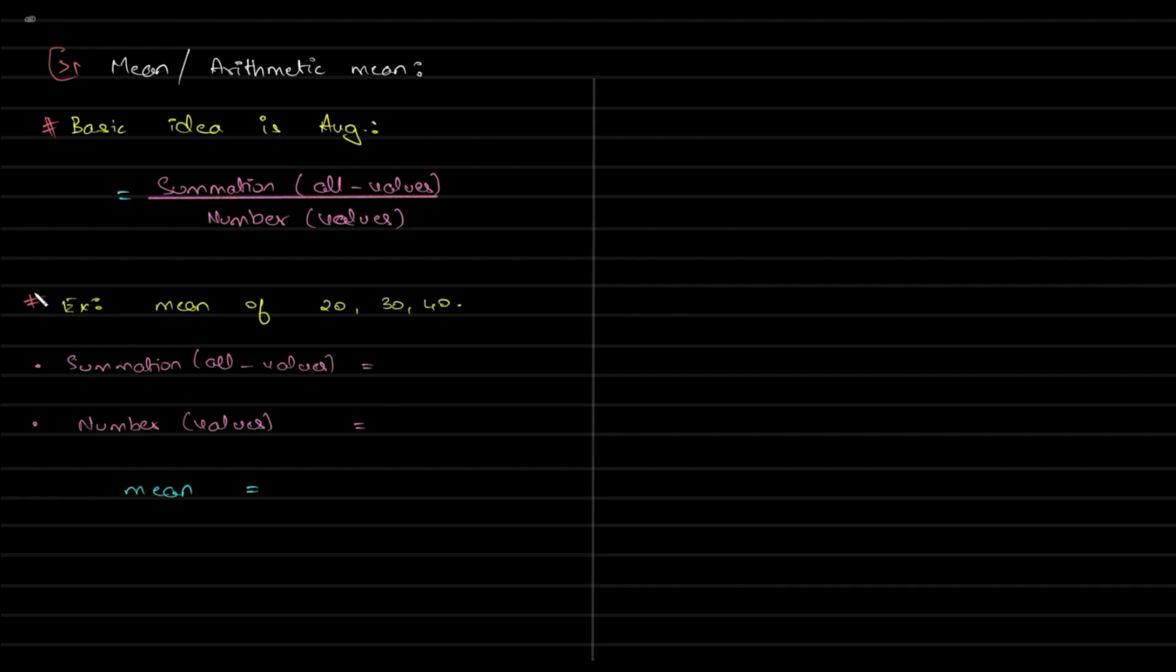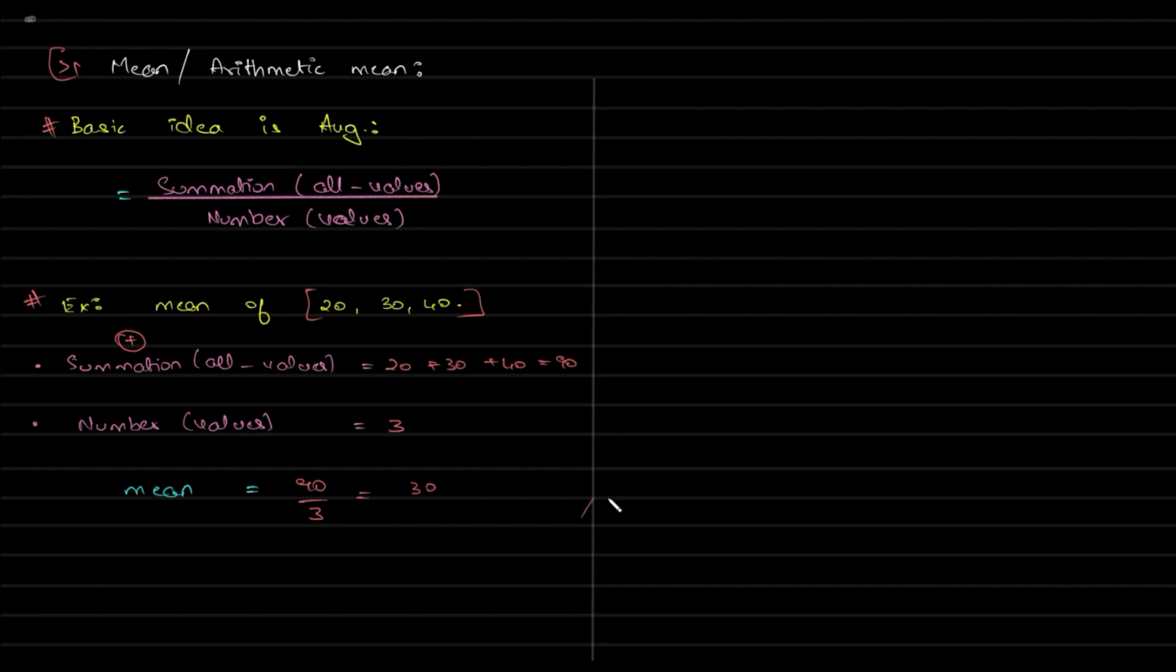A very simple example is we need to add 20, 30, 40. First, we'll take the summation. Summation means sum of all these values: 20 plus 30 plus 40, which is equal to 90. And we look at the number of values. There are 3 of them. So 90 by 3 will give you 30. That's your mean. This is the basic idea.